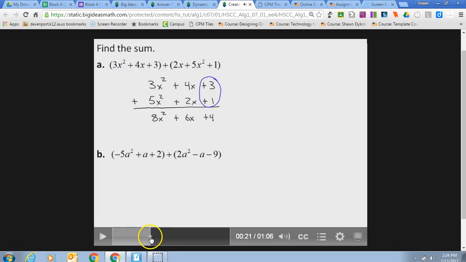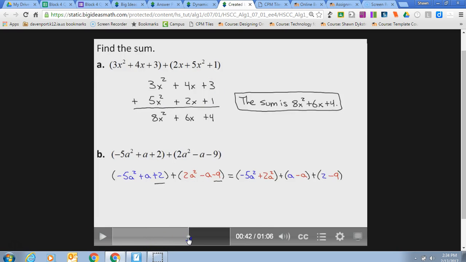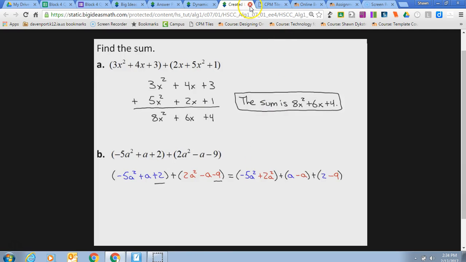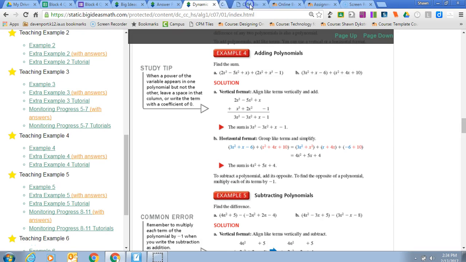I won't make you watch the whole thing, but as we progress through the video, you'll see they do the second one with the horizontal method. So it's a nice opportunity for the students to apply their exploration of the algebra tiles in class, along with the reading of the written material here in the book, and a little extra example tutorial for them to look at to try and tie it all together.